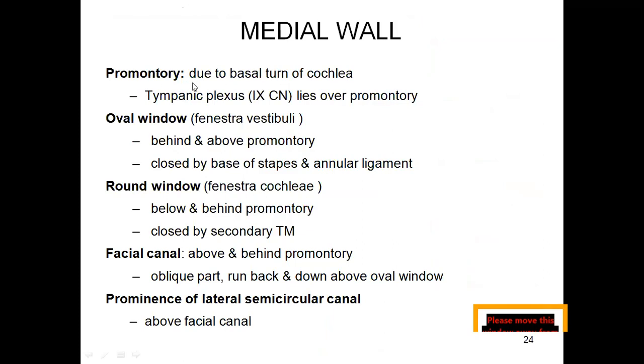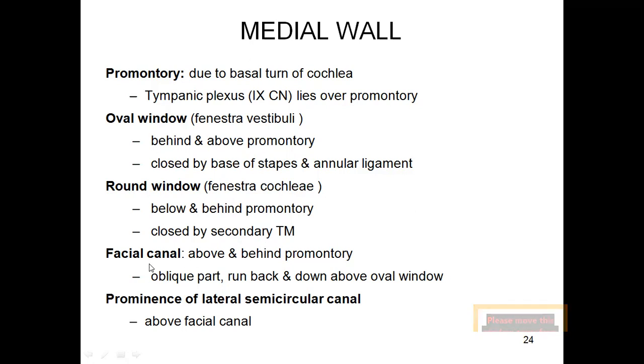So we have the promontory due to the basal turn of the cochlea. There we have the tympanic plexus, the glossopharyngeal nerve lies over the promontory. Oval window, which is fenestra vestibuli, behind and above the promontory, closed by the base of stapes, also called the foot plate of stapes, fixing in the oval window. And there you have a ligament called the annular ligament. Round window is fenestra cochleae, below and behind the promontory, closed by the secondary tympanic membrane.